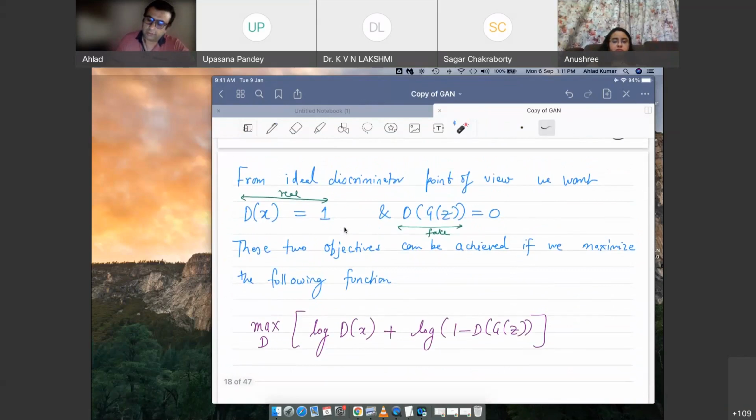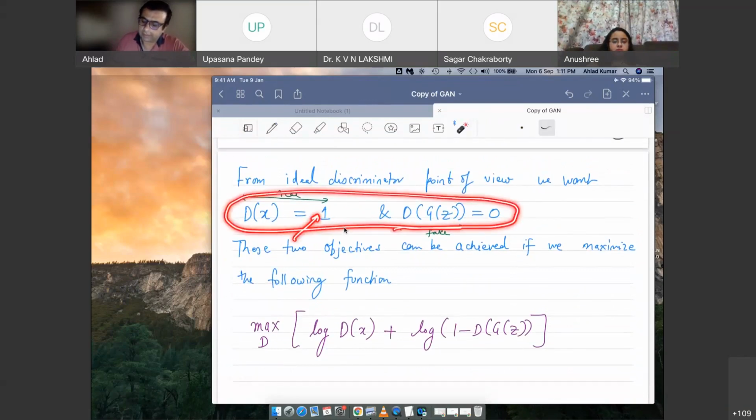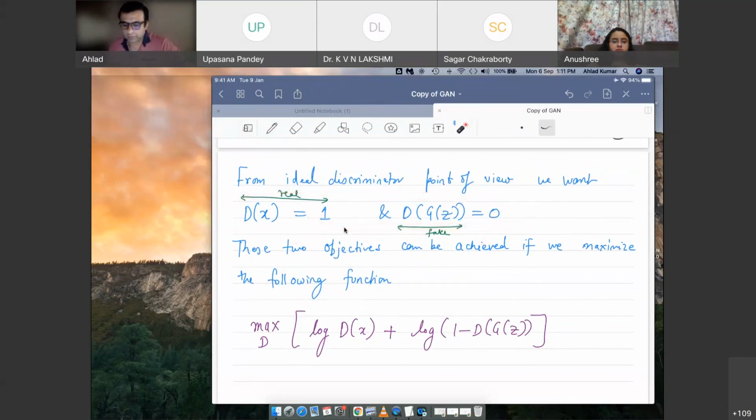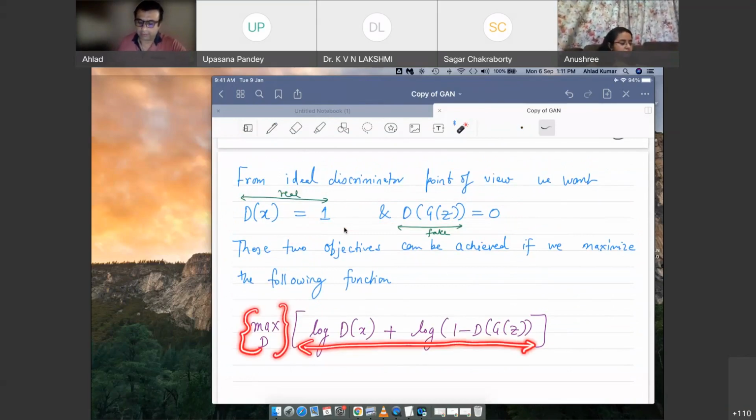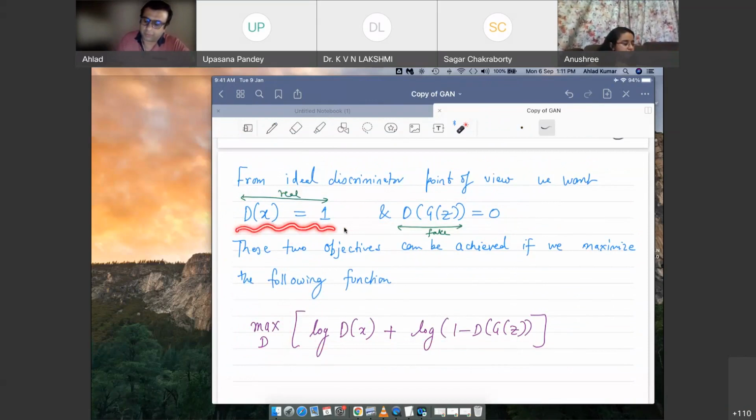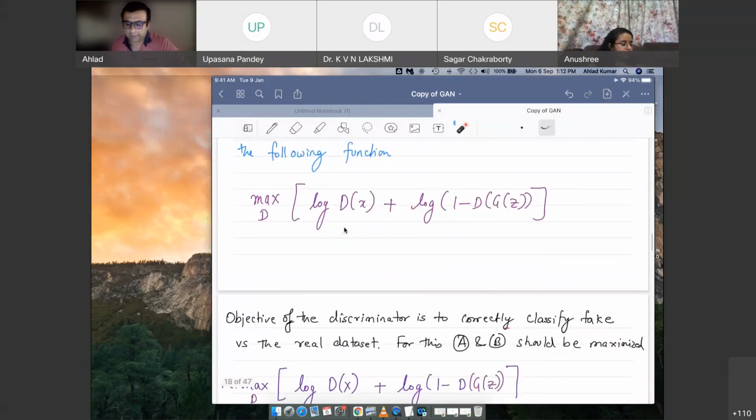As I told you, for the role of the discriminator, you wanted both of them to be 1 and 0 respectively. So that shows that if you maximize the terms which are over here, you are actually achieving the objective of an ideal discriminator, which is discriminating real samples as 1 and discriminating fake samples as 0. This is what you are achieving using the max operation.